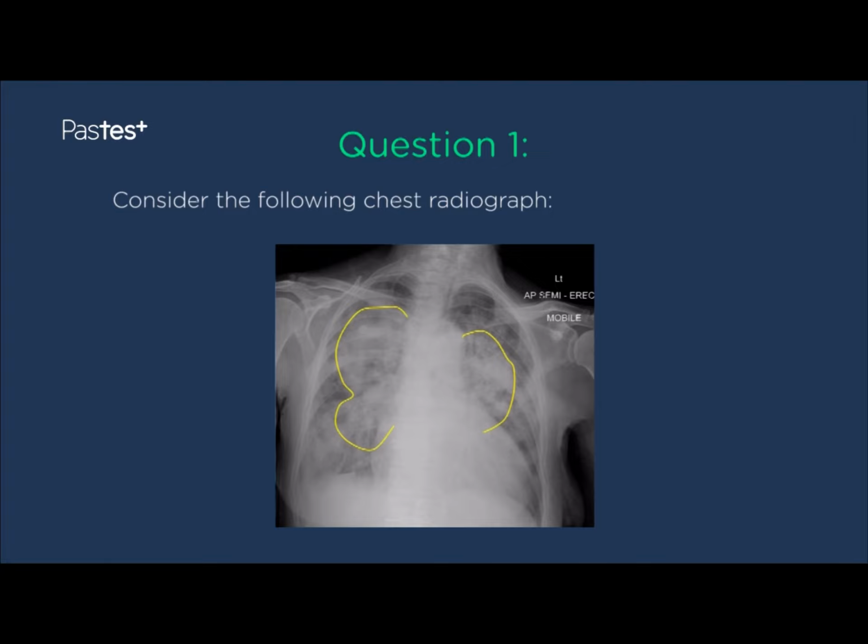The airspace consolidation that we can see is in a perihilar distribution. It's around the pulmonary vessels. There's loss of the right hemidiaphragm, so we know there's pathology in the right lower lobe, and this is likely to be a small pleural effusion. And we can see that there's an increased cardiothoracic ratio, so there's cardiomegaly. So putting all of these together, the most likely diagnosis is left ventricular failure. Of course, there are other causes of airspace shadowing on that list, and this chest radiograph could represent any of those, but the question specifically asked for the most likely diagnosis.